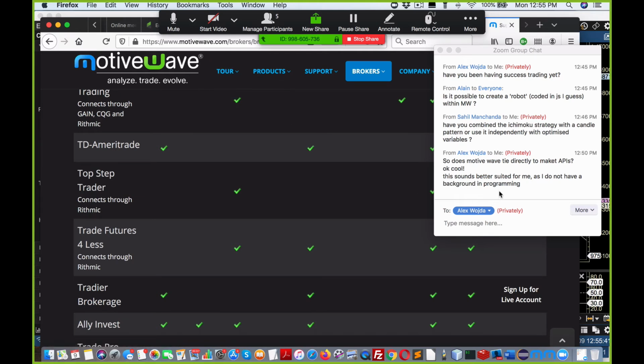So Alex asks, this sounds better suited for me, as I don't have a background in programming. Yeah, definitely. I would say that MotiveWave is definitely the better way to go, because the problem with programming is you got to worry about your database, your charting, your interfaces to your data provider, your broker or exchange. Here with MotiveWave, you don't have to worry about any of that.